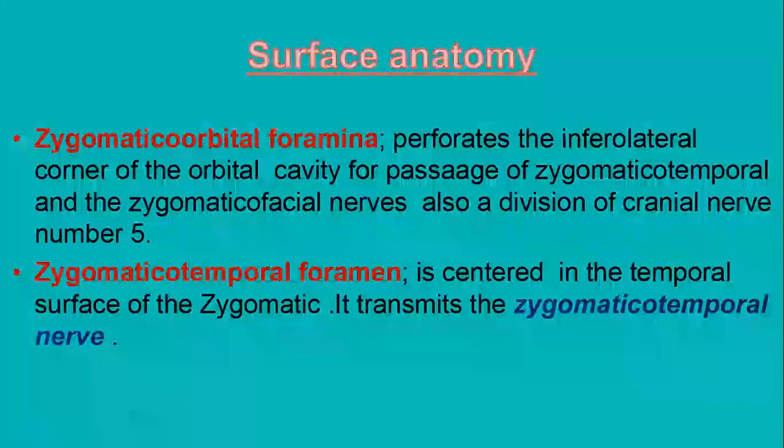The zygomatico-orbital foramina perforate the inferolateral corner of the orbital cavity for passage of the zygomaticotemporal and the zygomaticofacial nerves, also a division of cranial nerve number 5. The zygomaticotemporal foramen is centered in the temporal surface of the zygomatic, and it transmits the zygomaticotemporal nerve. So we have at least two bones described here, zygomatic and temporal. The two names combine to form zygomaticotemporal.